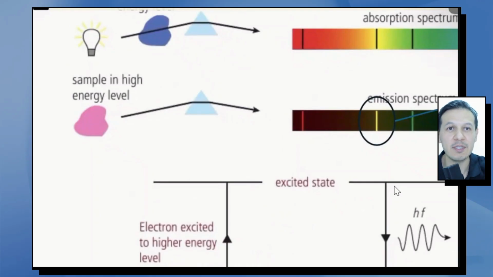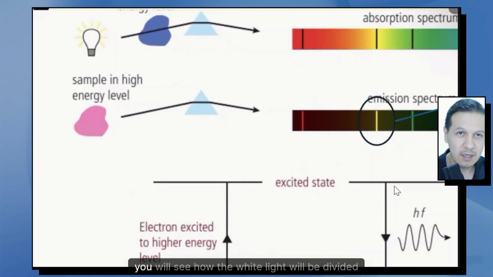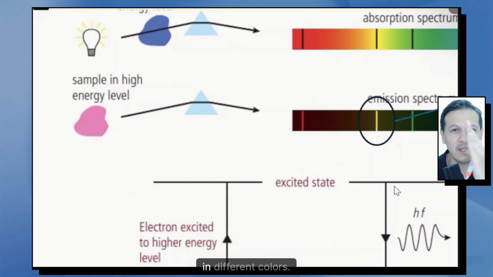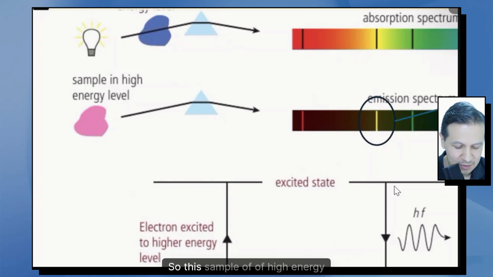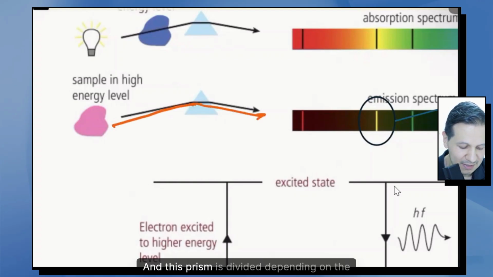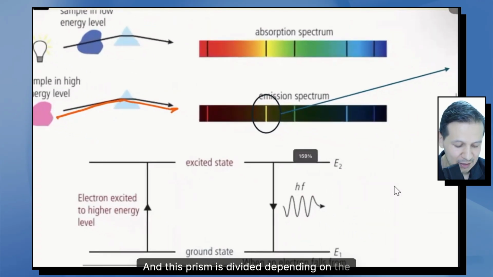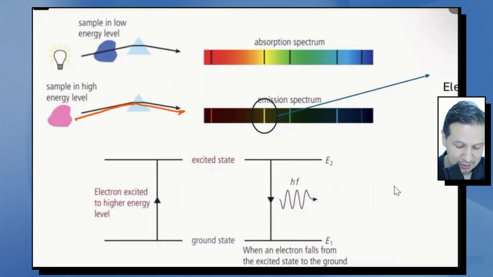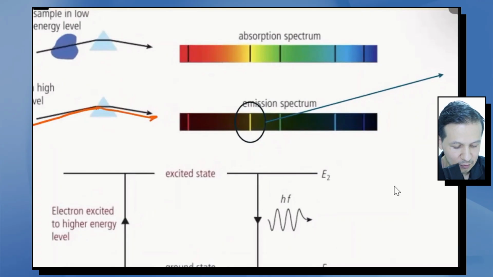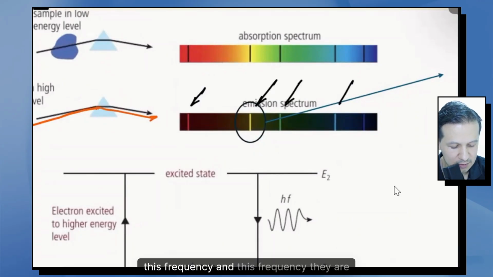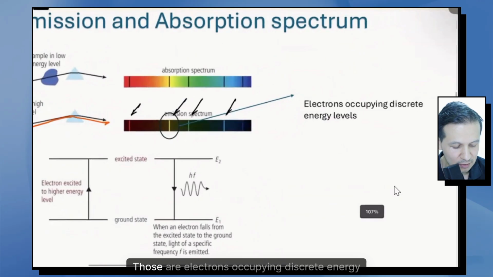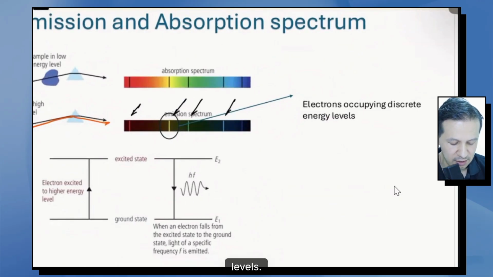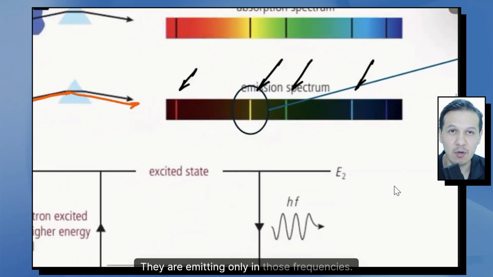If you put a prism and look through it at the light, you will see how the white light is divided into different colors. So this high energy sample passes through a prism, and the prism divides it depending on the emission spectrum of that particular gas, meaning that it is emitting these particular frequencies, this frequency and this frequency. Those are electrons occupying discrete energy levels. They are emitting only at those frequencies.